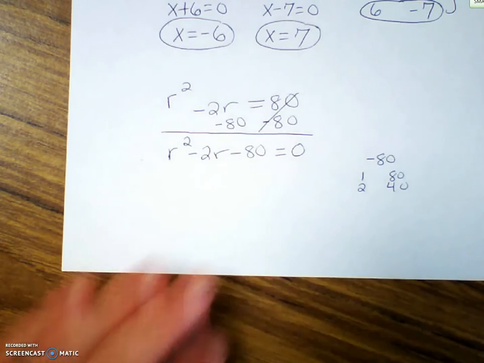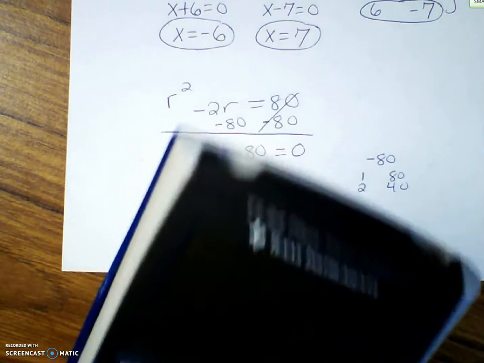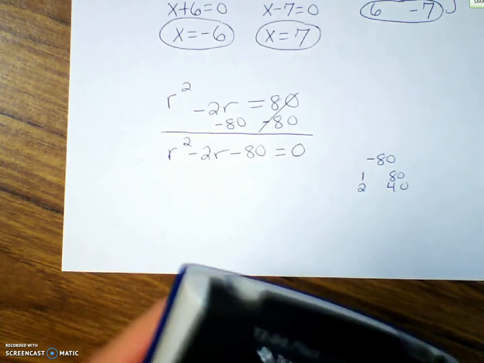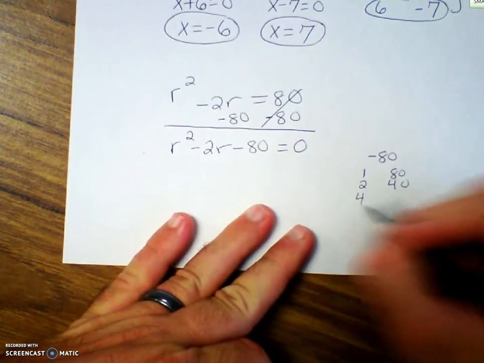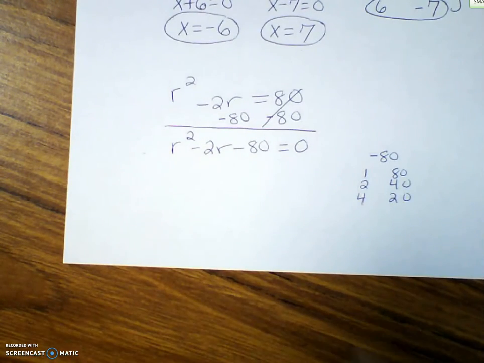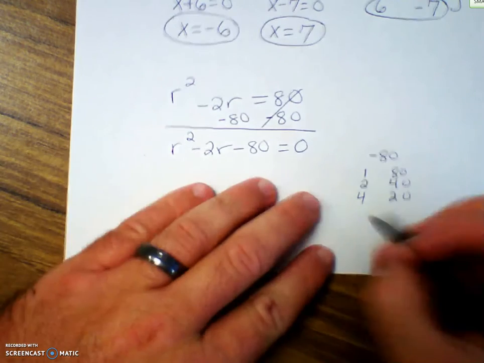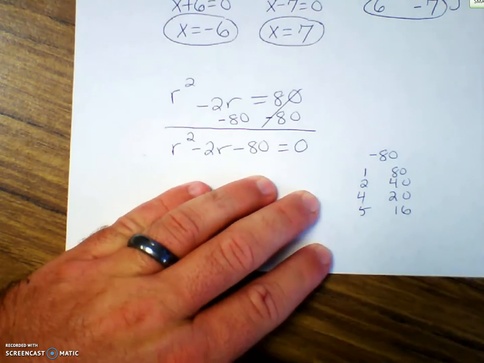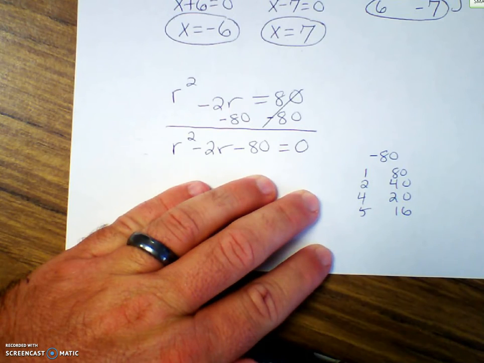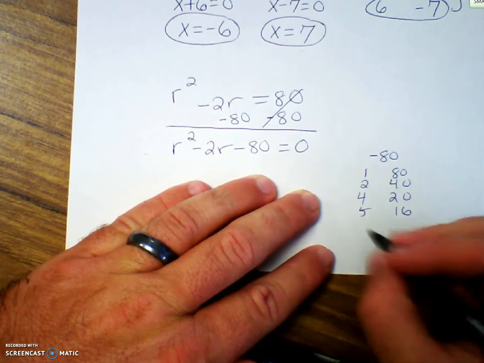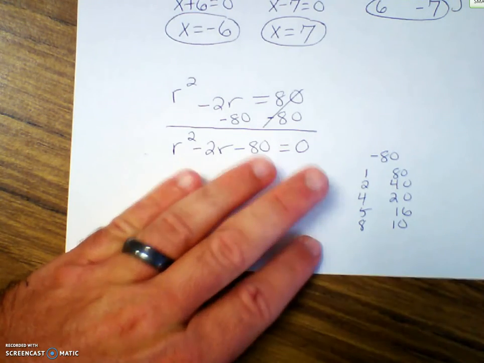Again, it may take you a little while. 80 divided by 3 does not get you a perfect number. 80 divided by 4 is 20. 5 goes into 80 16 times. 80 divided by 6 doesn't work. 80 divided by 7, 80 divided by 8 is 8 and 10. And those should be all the factors.